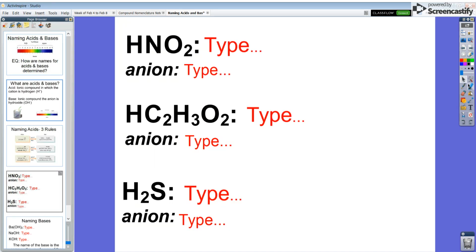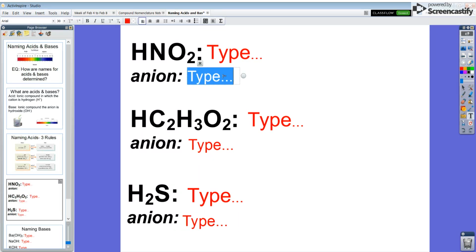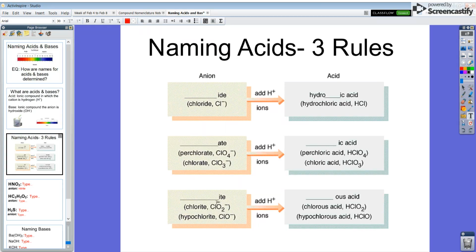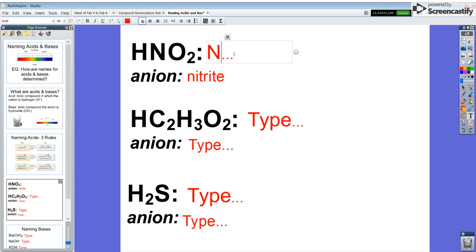If I have the acid HNO2, the first thing I want to figure out is the name of the anion. So I look up NO2 on my ion sheet, my common ion table, and I find out that this is nitrite. So I go back to my rules. Nitrite ends in "ite." I add the suffix "ous acid" to the root of the anion name. So this becomes nitrous acid. And you might have heard of that acid.